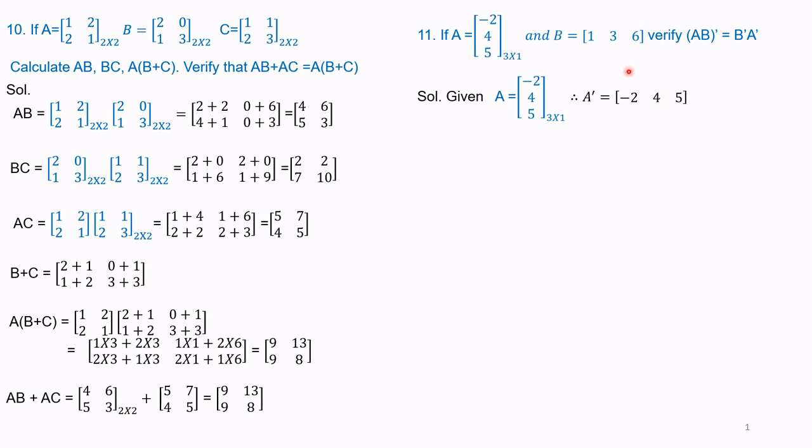Given A is equal to within square brackets minus 2, 4, 5, and A dash. So when we take A dash, we have to transpose. That is, rows should be changed to columns or columns into rows. So minus 2 becomes minus 2 here in A dash, then 4 and 5. This column matrix becomes the row matrix here, one row.